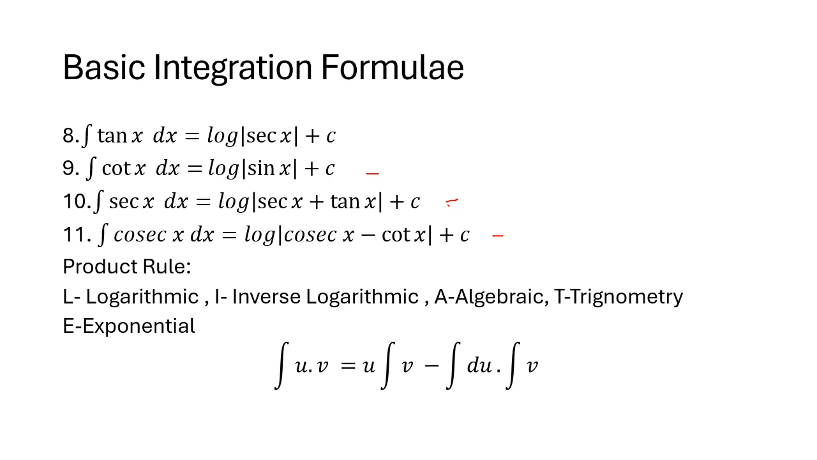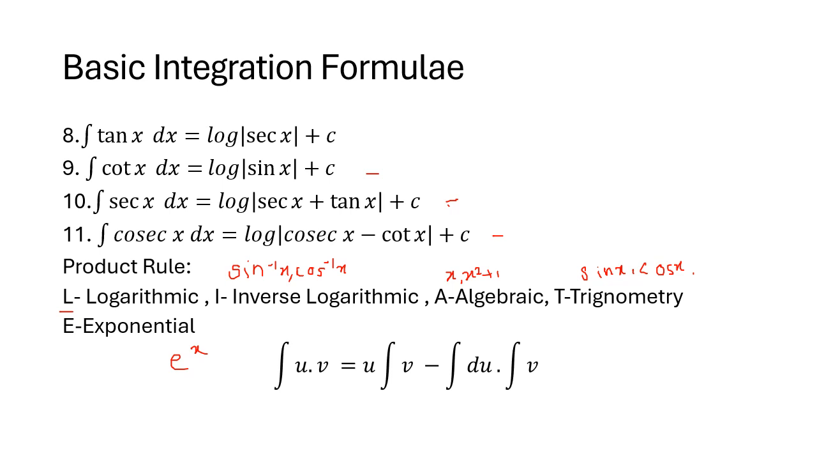So we decide this on the basis of the LIATE rule. L is the logarithmic function, that is the log x function. I is the inverse trigonometric, that is sine inverse x or cos inverse x, that type of function. A is the algebraic, that is x or x square plus 1 and all types of such functions. T is the trigonometric, that is sin x, cos x, which all of you know. And E is the exponential, that is e raised to x and all.